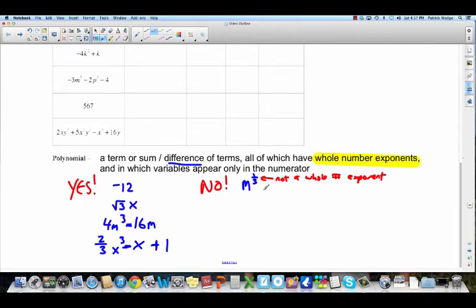Now, m to the 1/3, what does that mean? Do you remember what that means? That is the same as the cube root of m. Okay, with that in mind, the next example, very similar to this one, the square root of 3 times x.